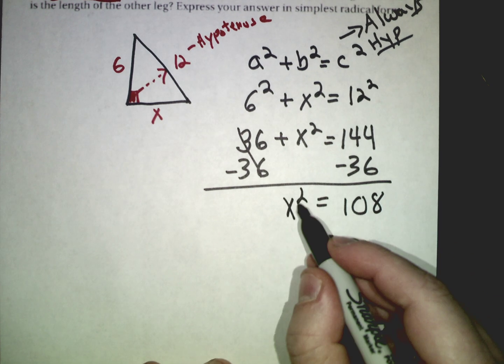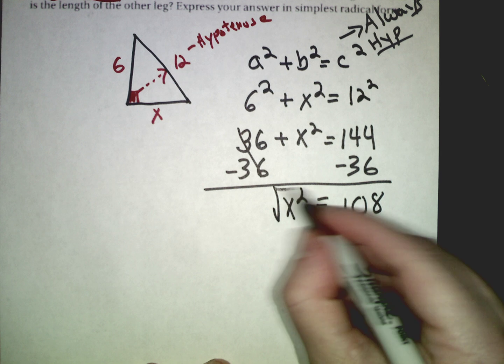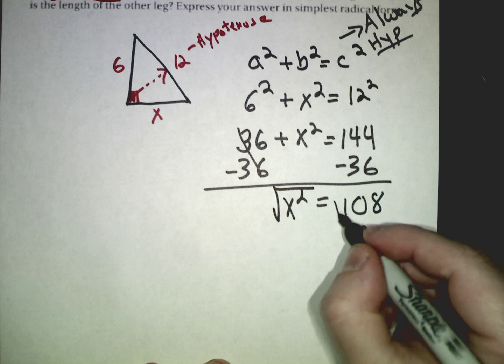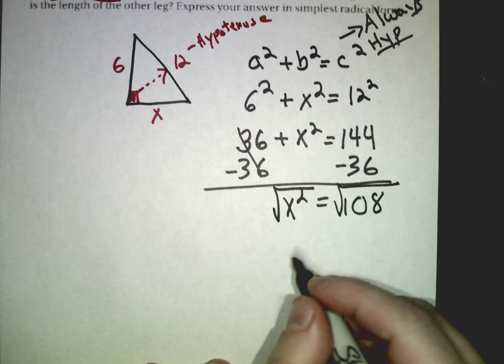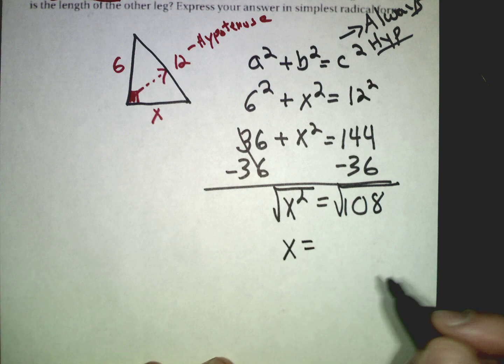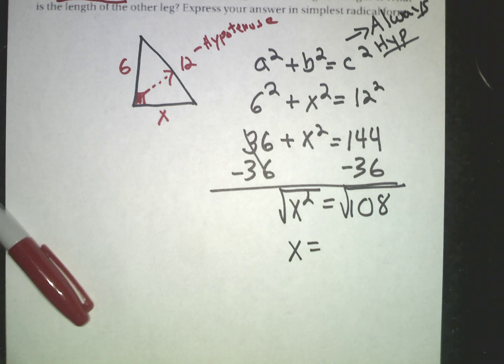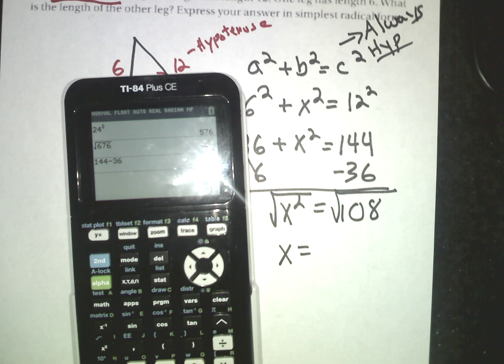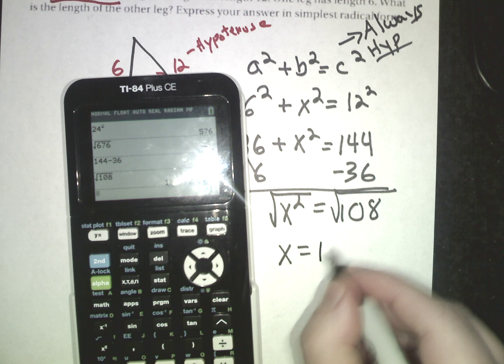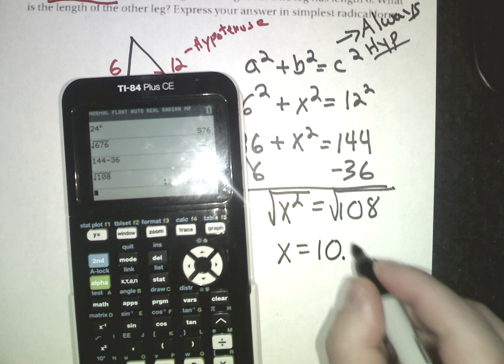So next thing I got to do is get rid of this little 2, our exponent. Square root both sides. X equals. Let's find out what the square root of 108 is. Second, x squared, 108. Huh. It's a decimal. See, I told you sometimes it would be a decimal. So we're going to round it to 10.4.